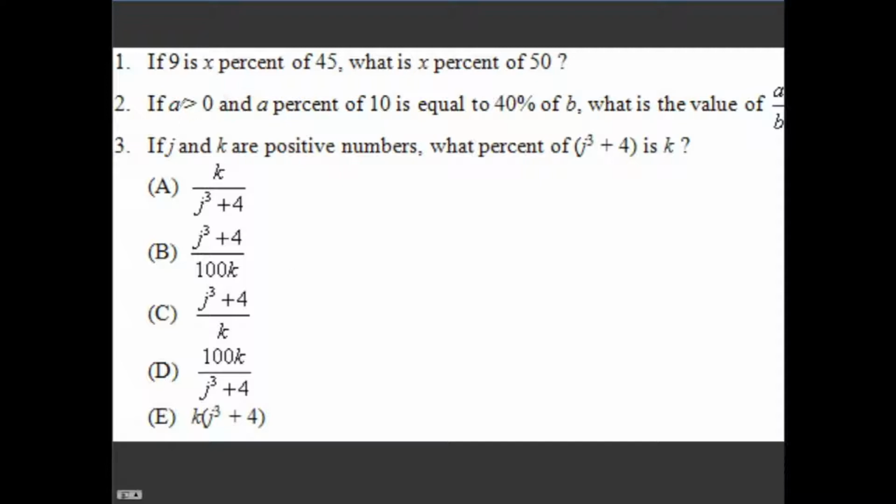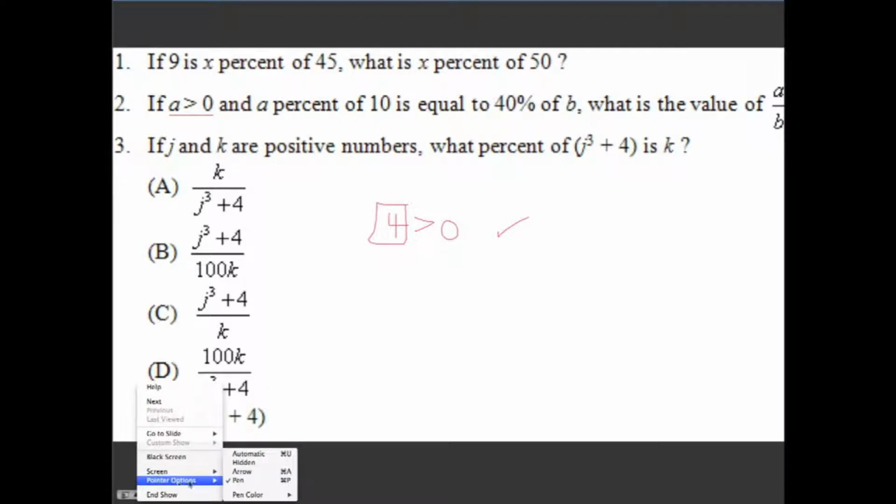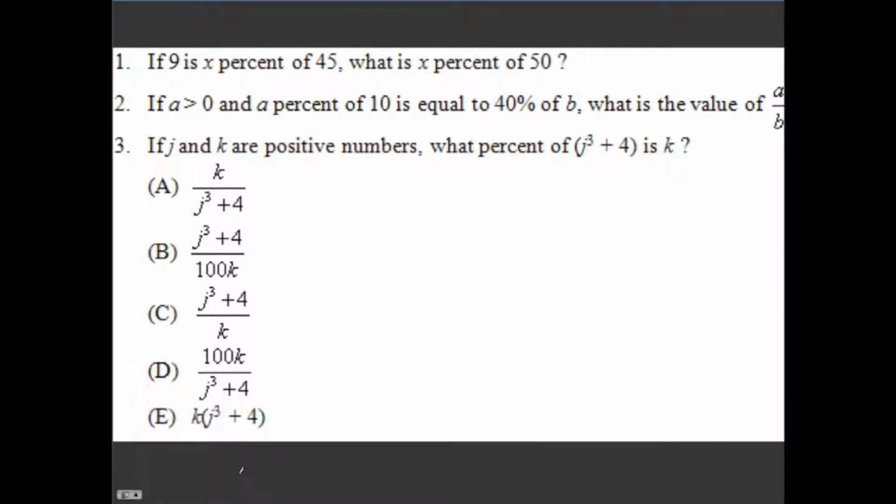Okay, so I'm just going to go back and say that a has to be greater than 0, so you want to check that at the end, and our value 4 is greater than 0 is our value.